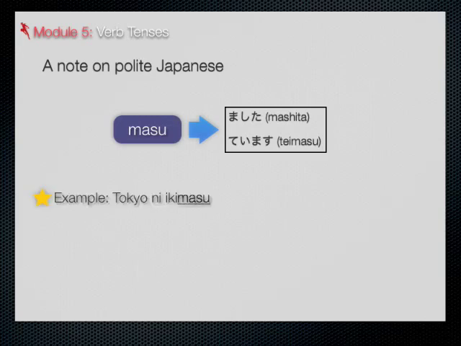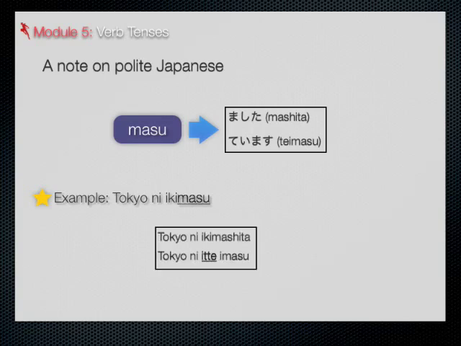So let's look at an example. Let's look at the sentence Tokyo ni ikimasu, which is I will go to Tokyo. If you wanted to say I went to Tokyo, you would change that to Tokyo ni ikimashita. So as you can see, I just dropped the masu and replaced it with mashita. Tokyo ni ikimashita. Okay? For the present tense, like I mentioned earlier, you want to change that verb, which is ikimasu, to the te form, itte, and then add imasu. So the present tense would be Tokyo ni itte imasu, like you're on the train and you're heading to Tokyo. I'm currently going to Tokyo. Tokyo ni itte imasu. So that concludes Module 5.